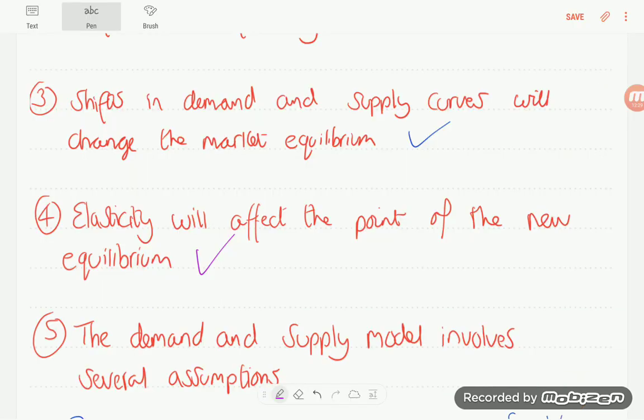The demand and supply model involves, as I say, several assumptions. For example, it's assumed that supply and demand are independent of each other. In other words, the reasons that shift the demand curve are separate from the reasons that shift the supply curve. Ceteris paribus applies. Remember, that's where all things are held equal.